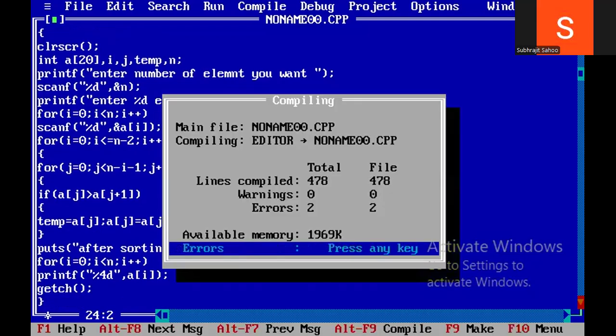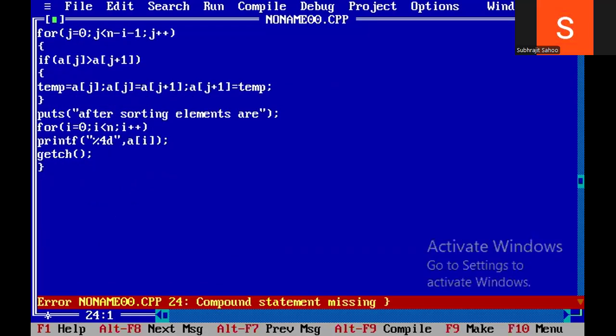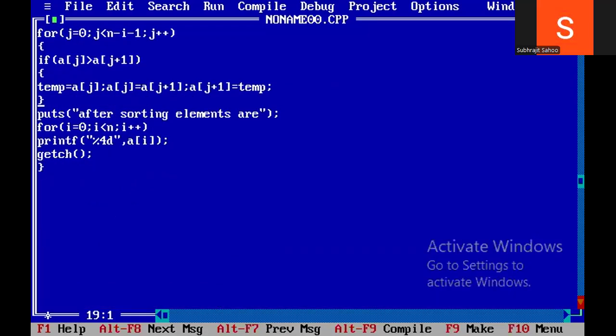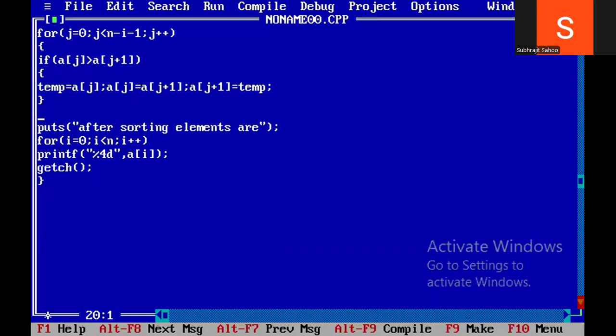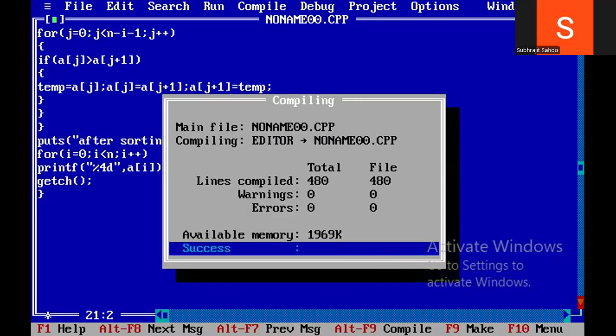Alt F9. Any error? 2 errors. Where is the error? Let me see. Compound statement means, oh sorry, this is the if bracket end, first the second for loop bracket end, then the first for loop bracket end. Alt F9. Now see, complete, 0 errors.